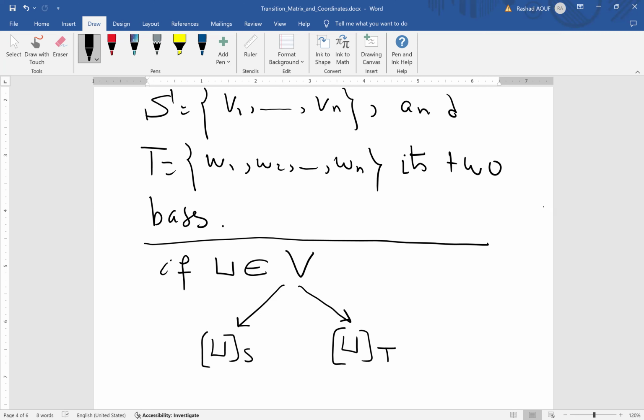طب الفكرة of transition matrix is to find a square matrix that allow us to find the coordinates of any vector from one basis to another. يعني أنا إذا بعطيك coordinates للvector U with respect to S وبدي أسألك find the coordinates of U with respect to T كيف نلاقيها؟ والعكس صحيح ممكن أنا أعطيك coordinates of U with respect to T وأسألك find the coordinates of U with respect to S.